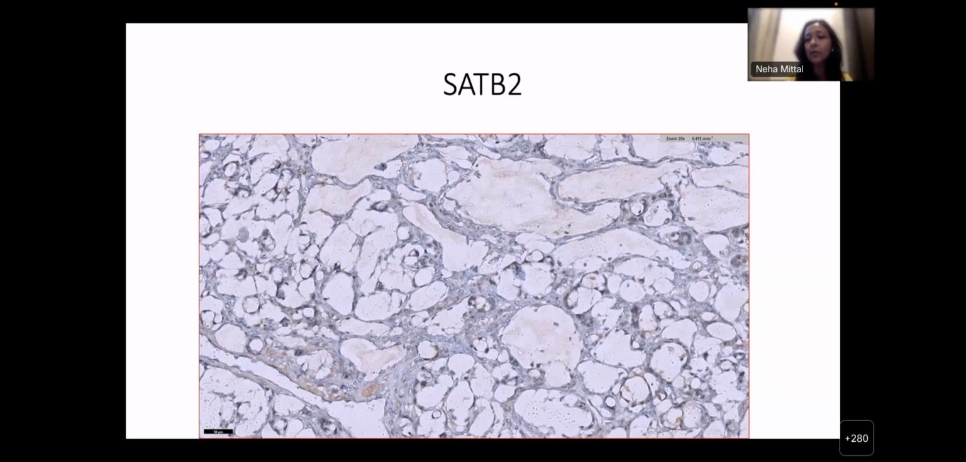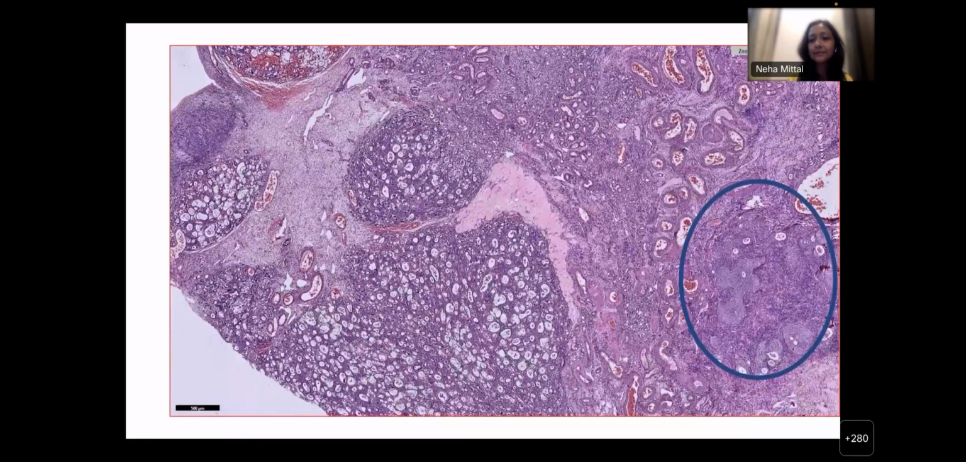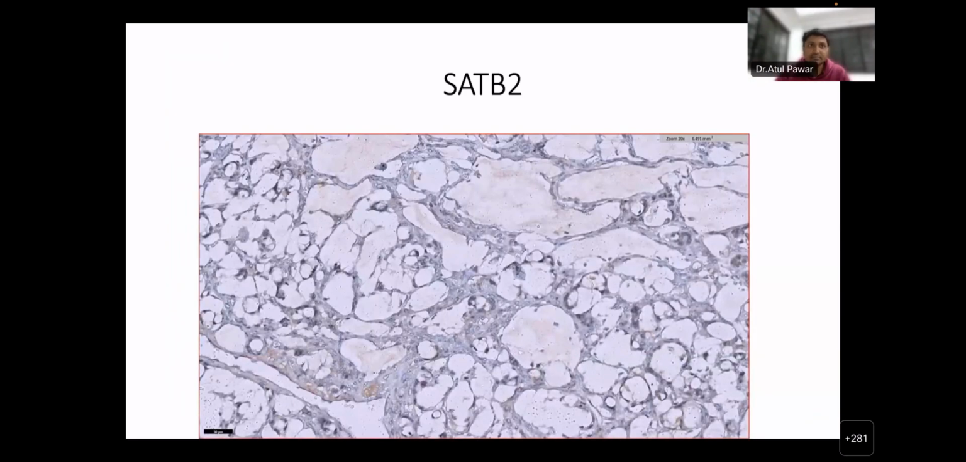Krukenberg is fine, but the moment you say Krukenberg, Jaya will ask me, Krukenberg from where? Yes, ma'am. So please give the complete diagnosis. Krukenberg tumor with mets from GI. When you have SATB2, you can suggest lower GI.